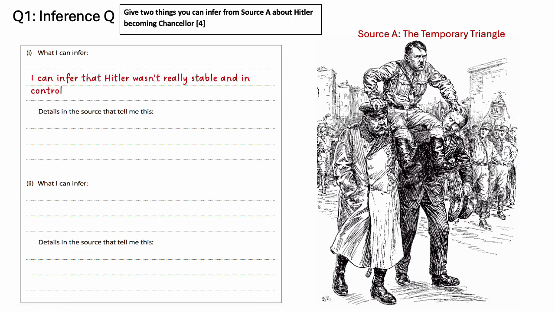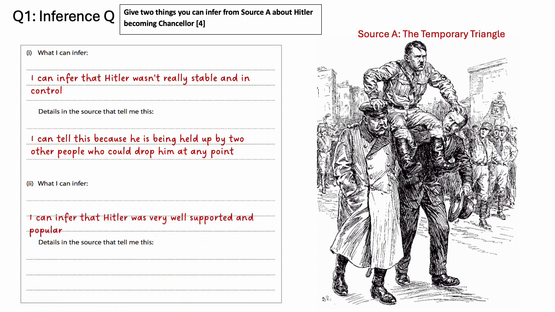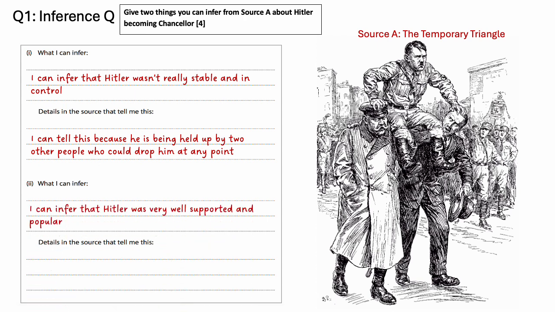So I have said, I can infer that Hitler wasn't really stable and in control. The reason why I can tell this is because he's being held up by two other people who could drop him at any point. He's sort of holding on a little bit. It doesn't look strong, does he? And then the second inference I come up with, I can infer that Hitler was very well supported and popular. And I can tell this because there are many people behind him with Nazi flags supporting him. So you might have got different inferences to me, but just a little practice of an inference there is always useful to practice. And remember that section A of paper 3 is this 4 marker and then the 12 marker, and then section B is going to be the source and interpretations part.